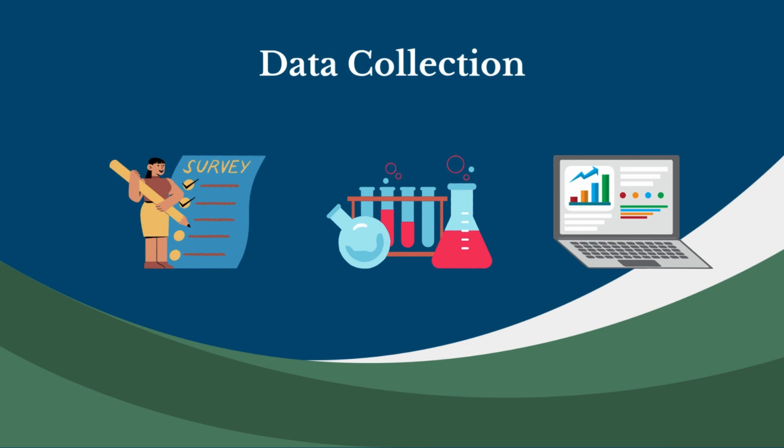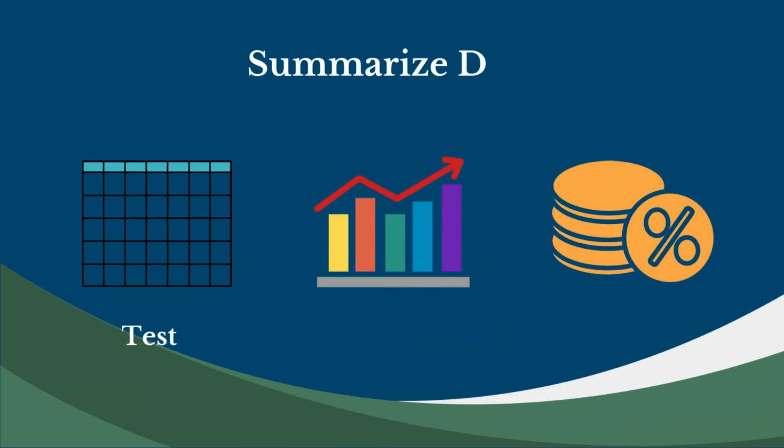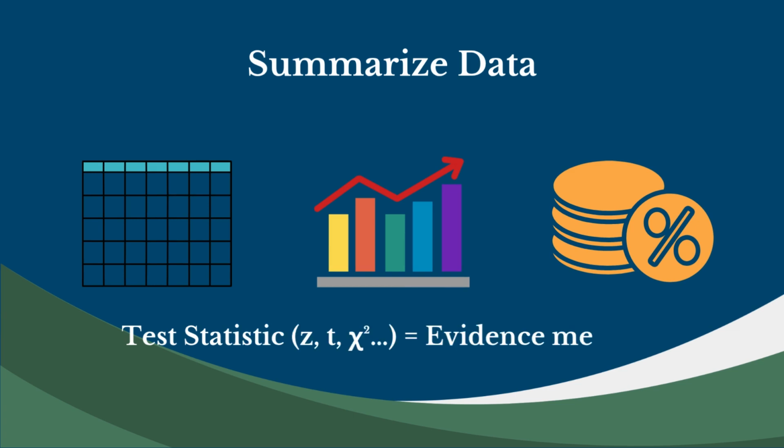Once the hypothesis and confidence level are set, it's time to collect sample data. Depending on the question, this data could come from surveys, experiments, or system logs. We then calculate the test statistic, a numerical summary that tells us how far our sample data is from what we would expect if the null hypothesis were true.